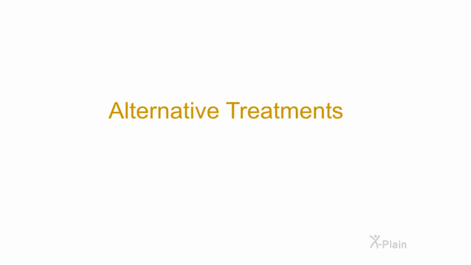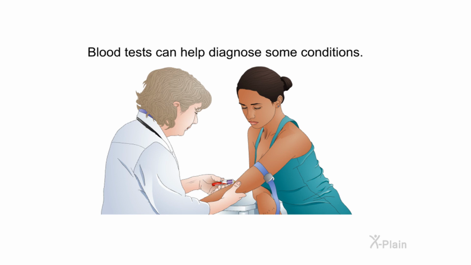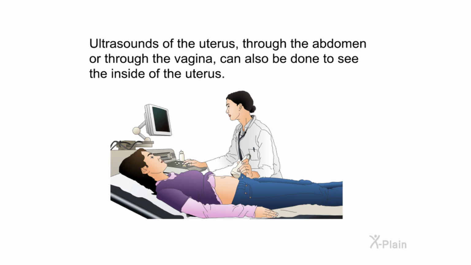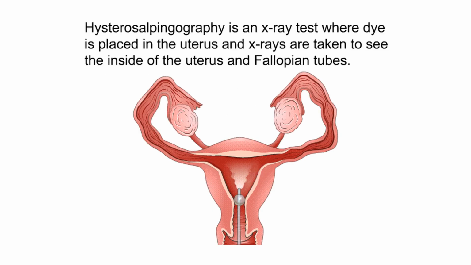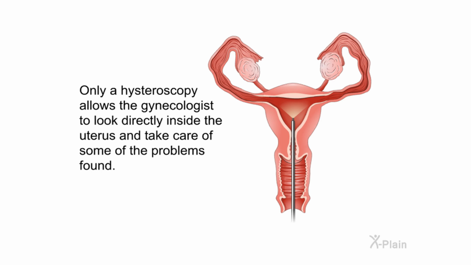Alternative treatments. Blood tests can help diagnose some conditions. Ultrasounds of the uterus through the abdomen or through the vagina can also be done to see the inside of the uterus. Hysterosalpingography is an X-ray test where dye is placed in the uterus and X-rays are taken to see the inside of the uterus and fallopian tubes. Only a hysteroscopy allows the gynecologist to look directly inside the uterus and take care of some of the problems found.